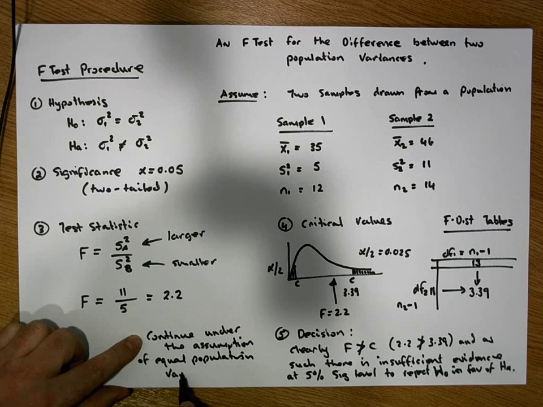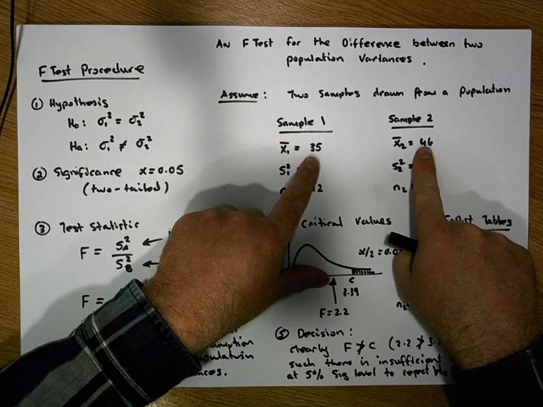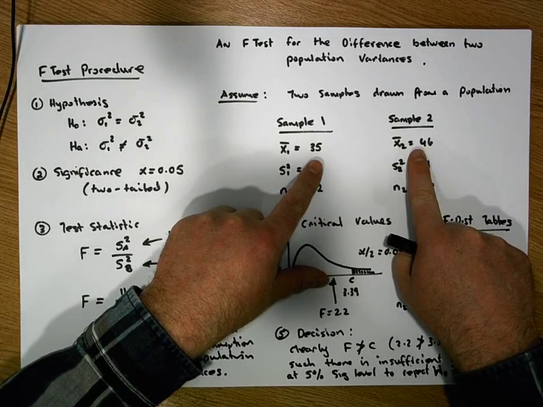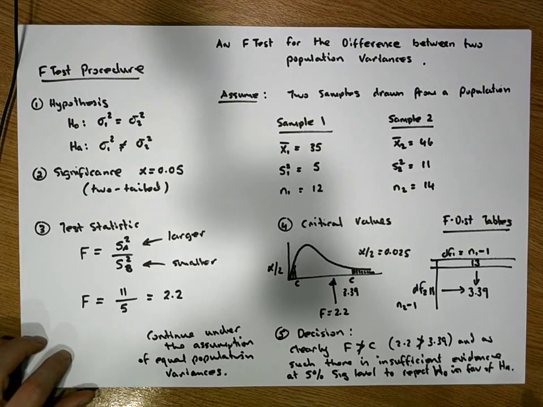If you wanted to do a follow-up test now to test whether there's a difference between the mean values associated with the populations that these two samples have been drawn from, you would do an independent samples t-test, but this time an independent samples t-test assuming equal population variances.